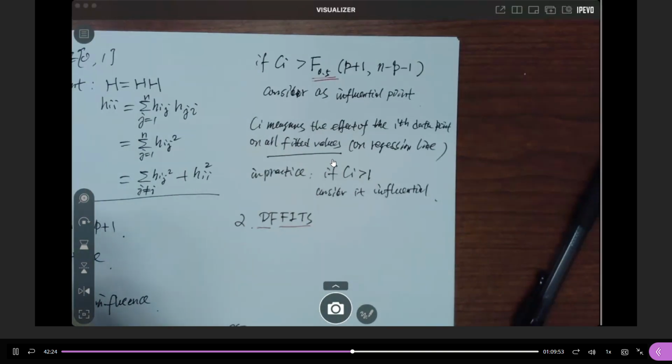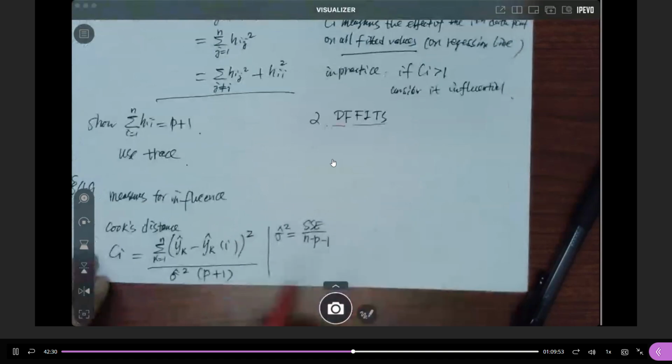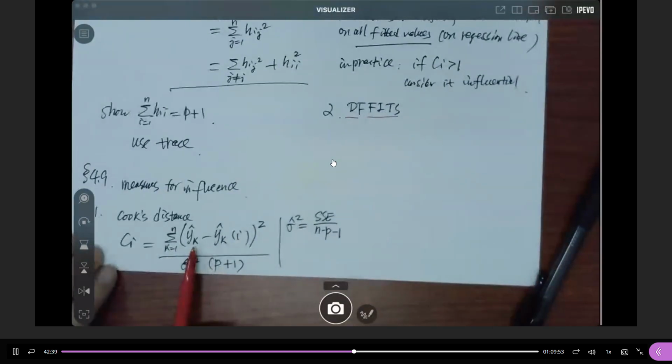Model, I should say, when you use the model to fit the data, you just remove the ith data point. Then you get a regression line, right? And using that regression model, you calculate the predicted value for all the data points, k is 1 to n. The first one is to have the full data set with no one deleted. Then you look at the difference between these two, square them, and sum.